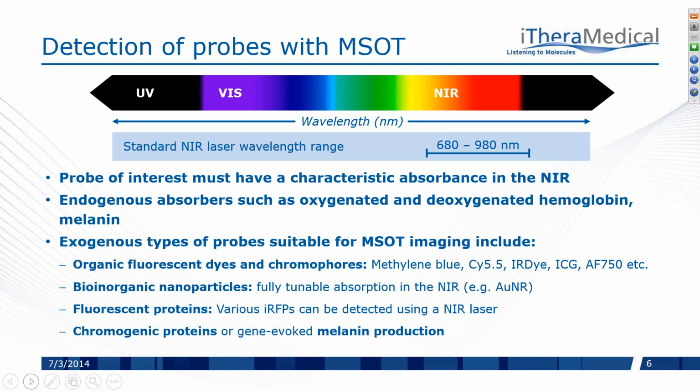What can we detect by MSOT? As I said, the laser operates between 680 and 980 nanometers, so the probe that you want to detect must have a characteristic absorbance in that region. First of all, that allows us to look at endogenous absorbers. So we can look at hemoglobin, and we can distinguish oxygenated from deoxygenated hemoglobin, so we can actually look at oxygenation status of, for example, tumors. We can also look at melanin, so if there is melanin in the mouse or in the tumor tissue, which is often the case for melanoma, we can actually detect this without having to use any contrast agents.